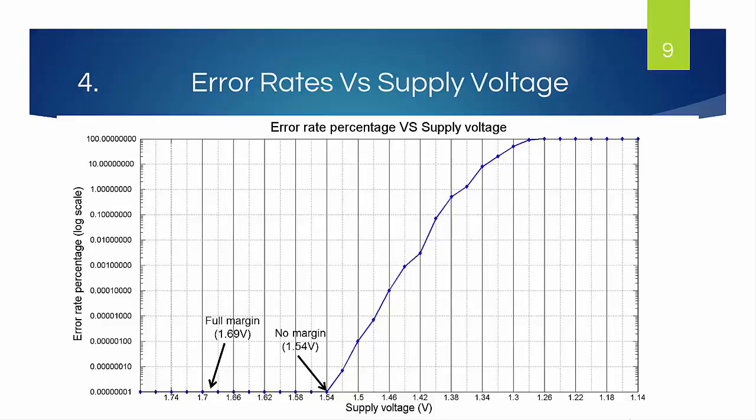As the figure shows, the multiplier circuit fails, taking nearly 180 millivolts to go from the point of no margin to an error rate of 1.3%, that is 1.36 volts.